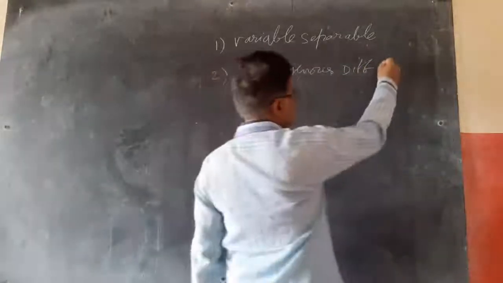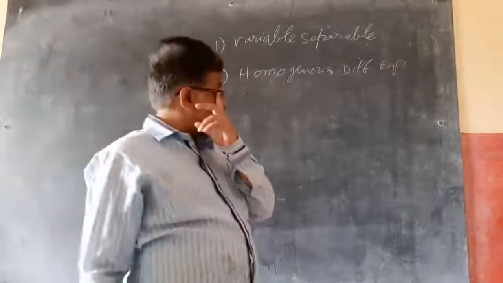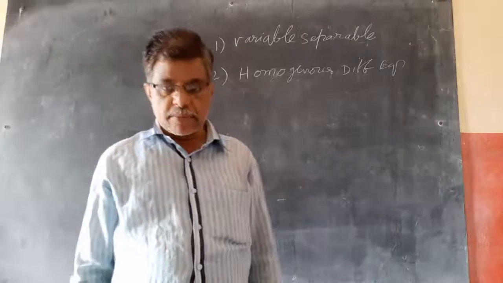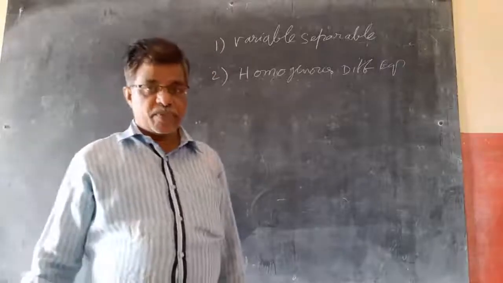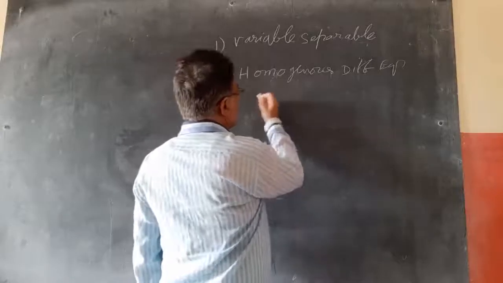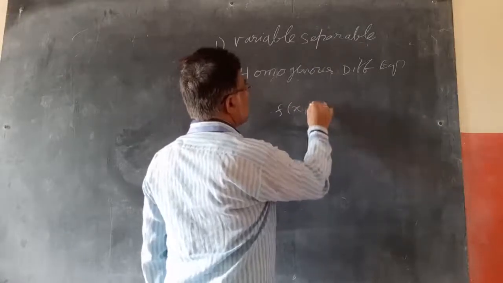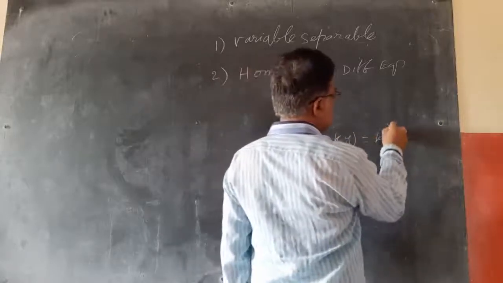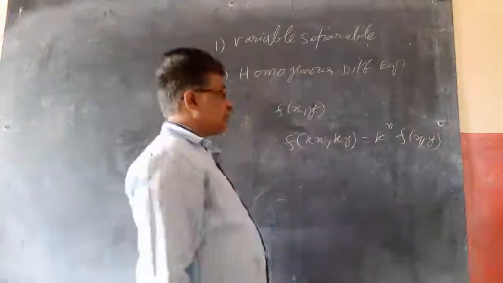Homogeneous differential equation means a function f of x, y is such that f of kx comma ky equal to k power n into f of x comma y. Then it is called a homogeneous function of degree n. That is, f of x comma y is a function such that f of kx comma ky equal to k power n into f of x comma y. Then it is called a homogeneous function of degree n.